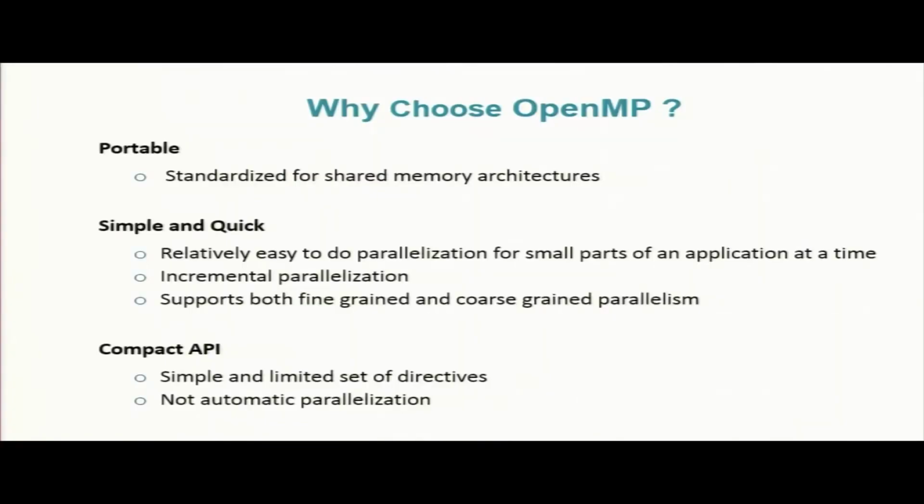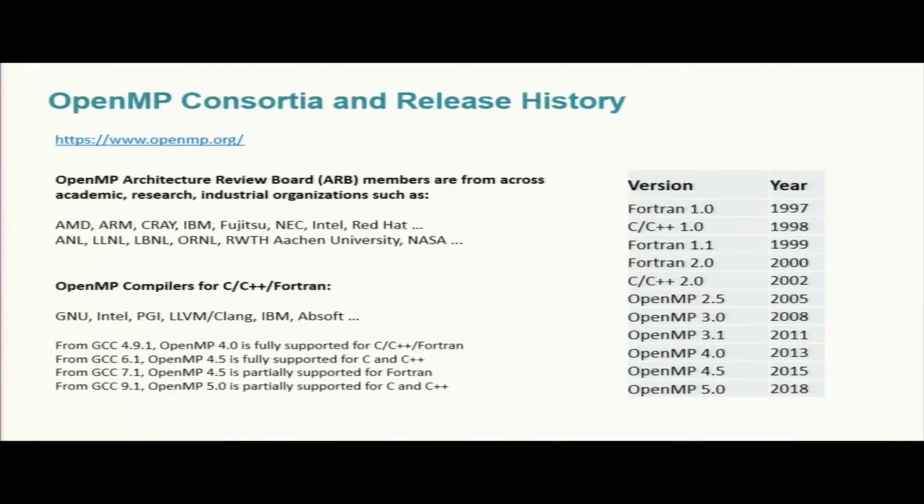Then OpenMP provides a compact API, and it does not provide automatic parallelization. So the user has to explicitly write within the code to have the code run in parallel with OpenMP.